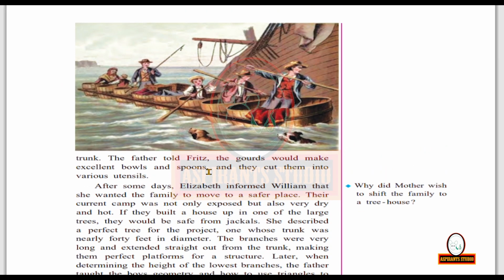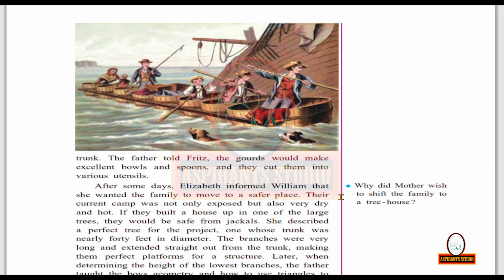The father told Fritz the gourds would make excellent bowls and spoons, and they cut them into various utensils. After some days, Elizabeth informed William that she wanted the family to move to a safer place. Their current camp was not only exposed but also very dry and hot. If they built a house up in one of the large trees, they would be safe from jackals. Jackals are animals similar to wolves.